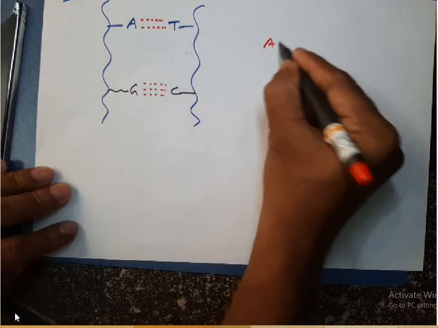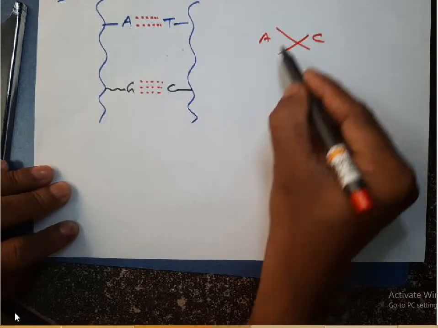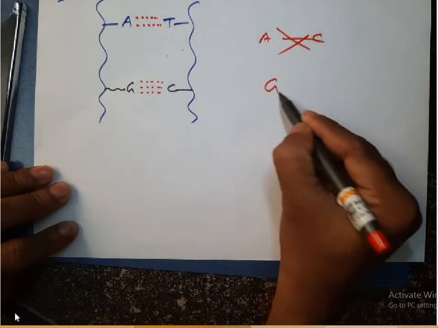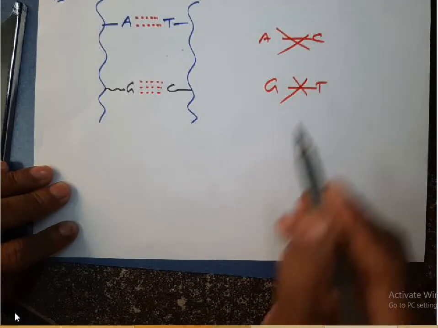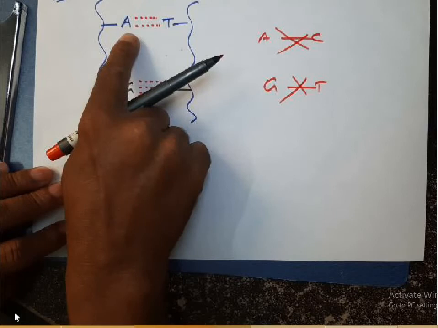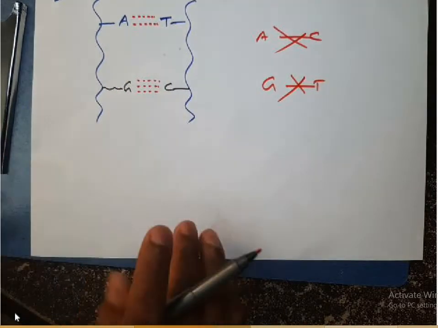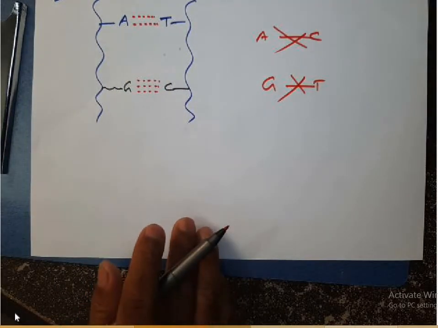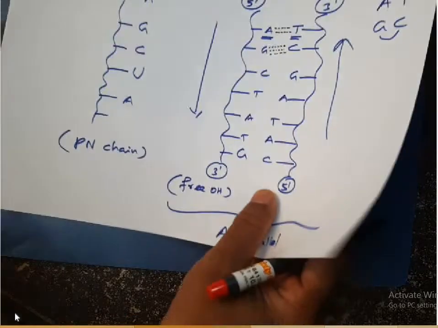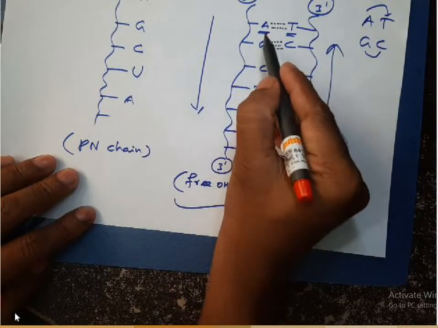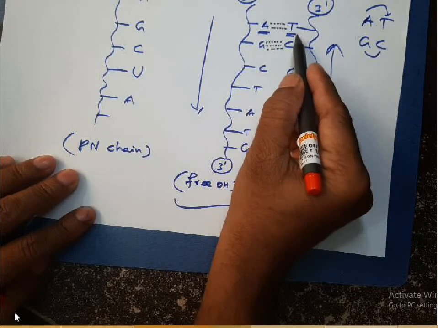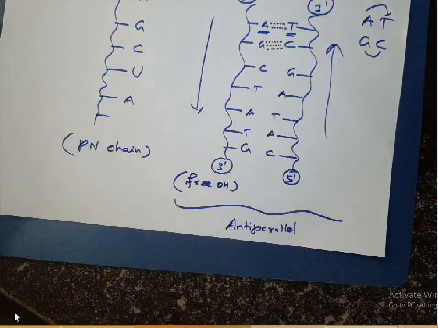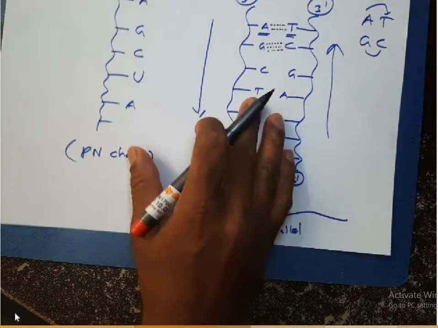Remember, adenine never combines with cytosine. This combination is not possible. Similarly, guanine never combines with thymine. Always adenine combines with thymine, and guanine combines with cytosine. So in these two chains, if we have adenine, then the other chain should have thymine. So the two chains are complementary. Students, observe carefully. They are not identical, they are complementary. What is meant by that? If I have adenine here, I have correspondingly thymine here.